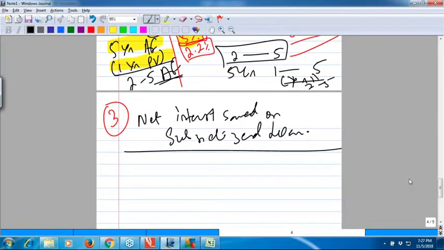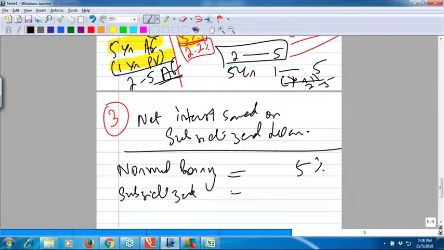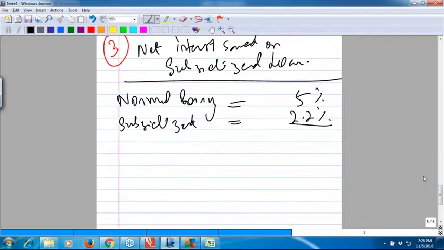Now, what is this net interest saved on the subsidized loan? You need to understand this. Had it been a normal borrowing, we would have been paying 5%. But because of the subsidized loan, we have ended up paying 2.2%. So, because of specifically undertaking this project, we have ended up saving 2.8%.